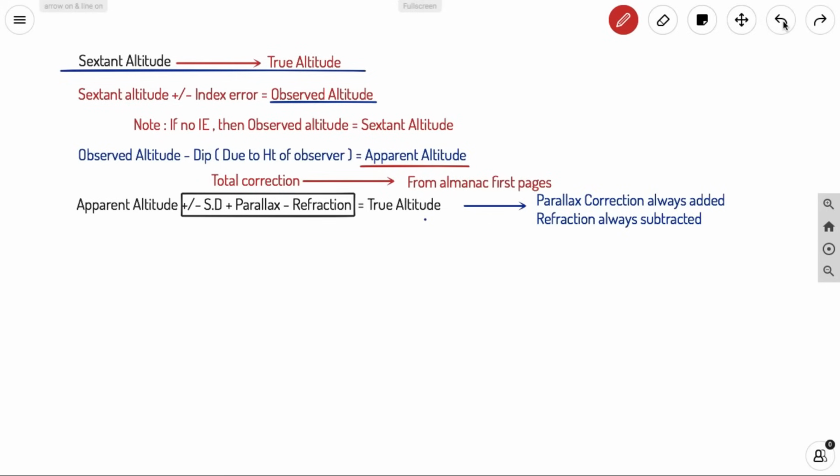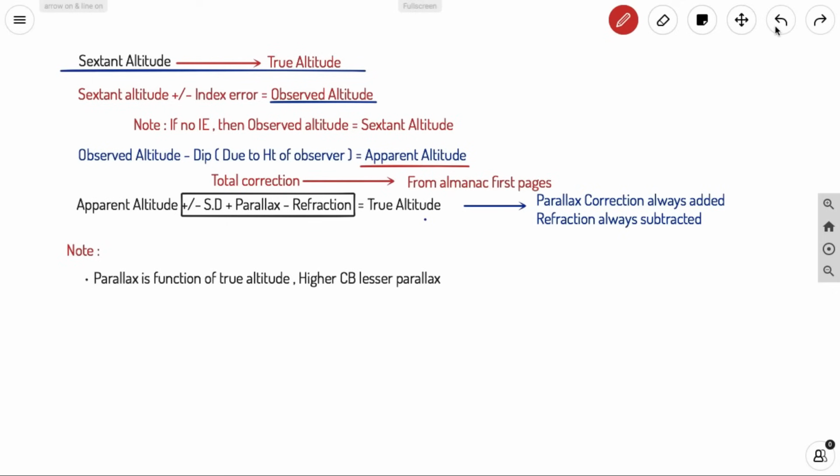So this parallax correction is always added. As you can see, as I have written SD, I have written plus or minus, that depends on the upper or lower limb you are taking the bearing of. Like sun, whether you are taking upper limb or lower limb, that is what the plus or minus depends on. And this parallax is always added and refraction is always subtracted.